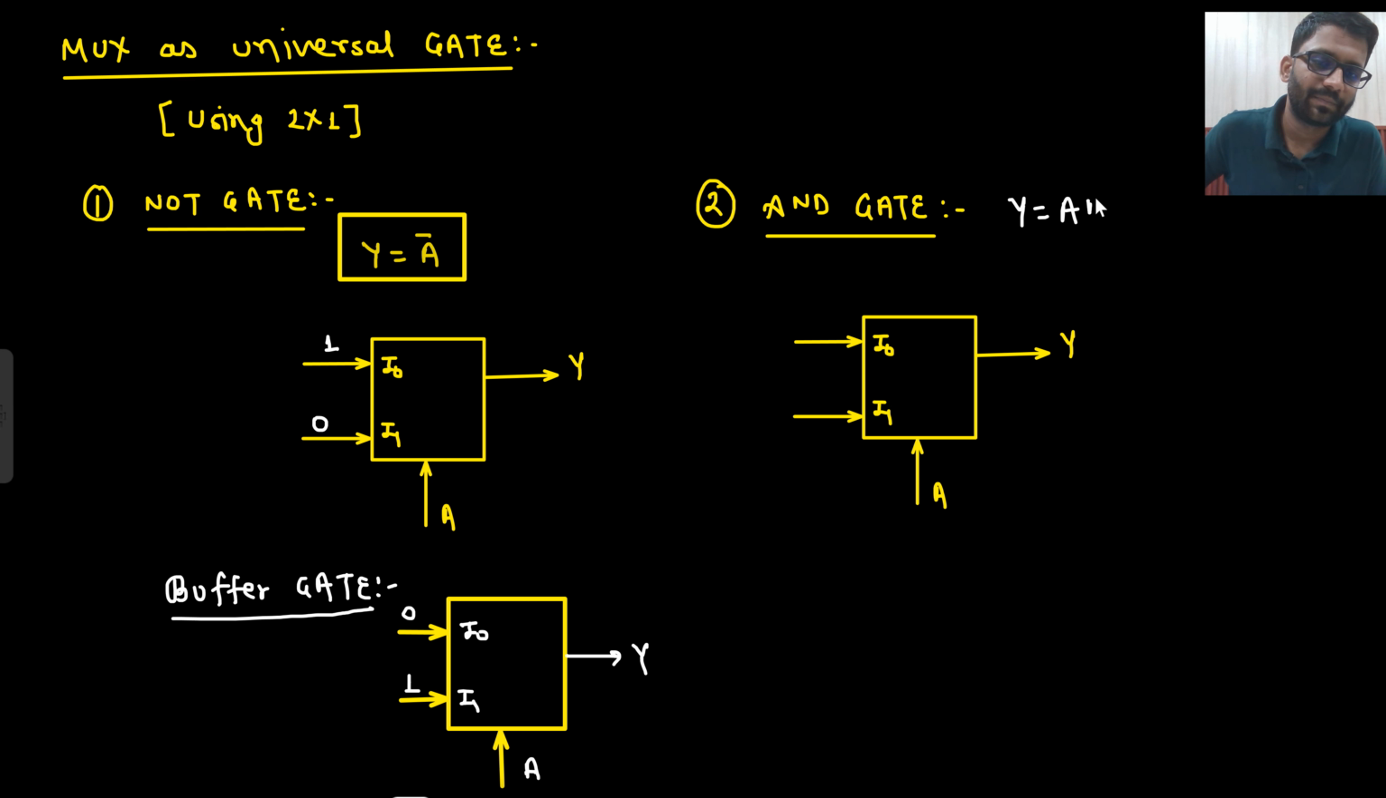AND gate you need to make. Y is equal to AB. So if A is coming, I need B. And if A bar is coming, I need nothing. If A is coming, I need B.